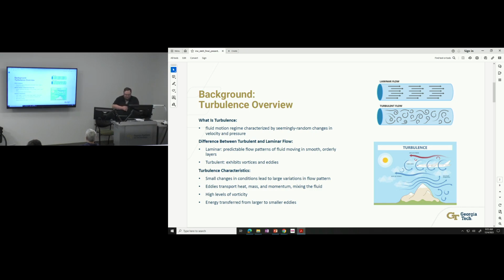There's dissipation, so energy in the turbulent flow is transferred from larger to smaller eddies, as we'll see in the next slide, eventually dissipating as heat due to viscous effects at the smallest scales. Turbulent flows have high levels of vorticity, and there's a broad range of scales of motion. The largest scales are determined primarily by geometry and boundary conditions, whereas the smallest scales are where viscosity dominates and kinetic energy just dissipates. So we'll discuss that a bit more on the next slide.